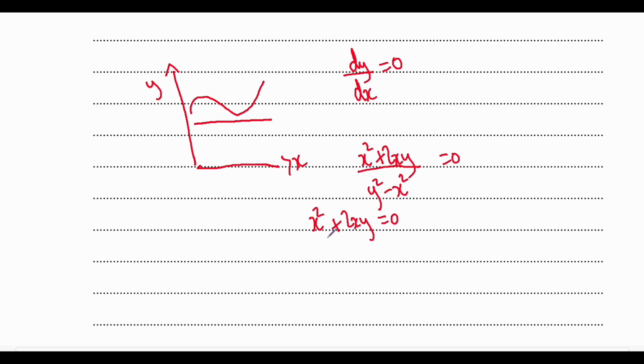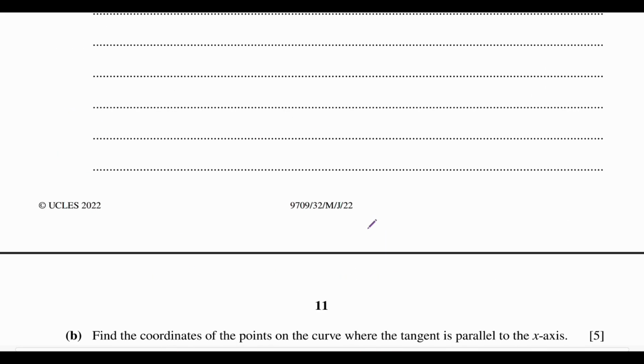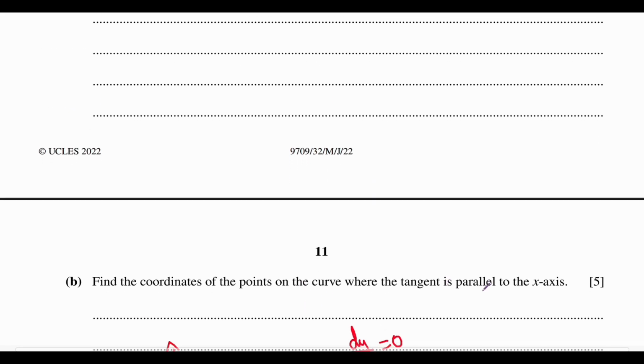What can you do now? Well, you can factorize an x. So you have x times (x plus 2y) is equal to 0. So you have either x is equal to 0 or x is equal to negative 2y. That's just solving from this equation right here. Well, let's find the coordinates of the points on the curve where it's parallel to the x-axis.